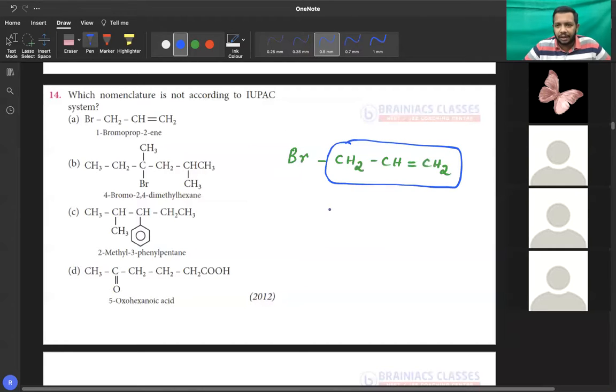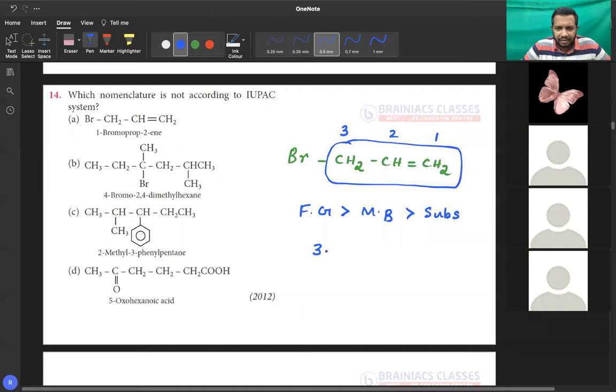Next step is numbering. I know that the priority is first functional group. Then who will come? Then multiple bond, MB, multiple bonds. Then comes substituent. So here the multiple bond is present here, so I will give 1. This is 2, this is 3. So what is the name of this compound?